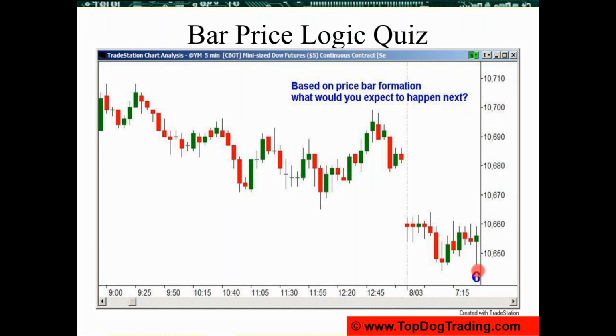Now, what about this one? Now I'm giving you another quiz. Now I'm going to make it harder for you. We talked about forward-looking bias, so we're going to take that away. This is how we have to trade. We have to trade on the hard red edge of the screen. So right at this spot, what do you think the market's going to do from here? Based on the price bar formation, what would you expect to happen next? Type that into the chat box. And there are three choices: up, down, or sideways.